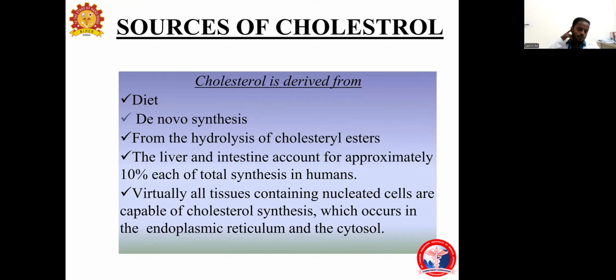And this is the slide I showed: cholesterol is derived from the diet, de novo synthesis and hydrolysis of cholesterol ester. And one more thing, 10% of the total synthesis in the human body, and usually all tissues containing nucleated cells are capable of cholesterol synthesis, which occurs in the endoplasmic reticulum and the cytosol.